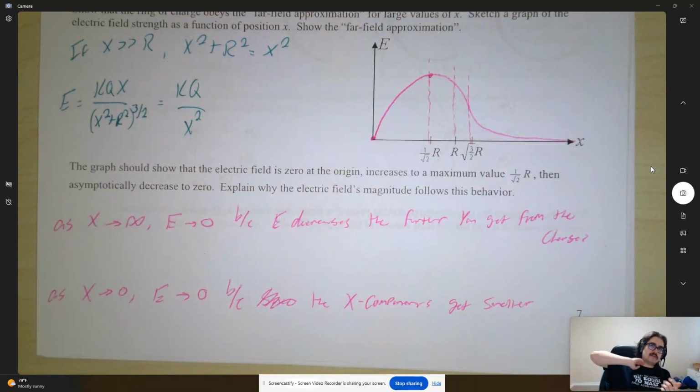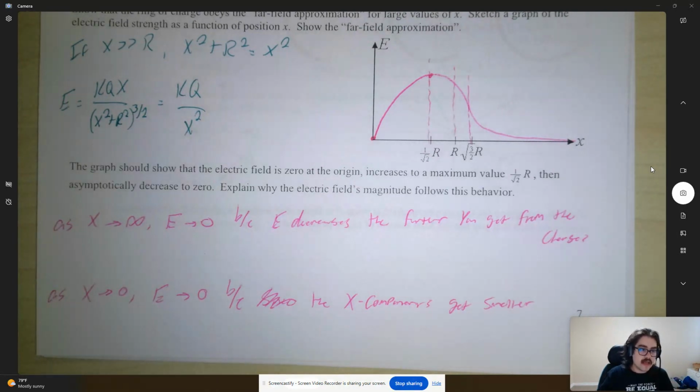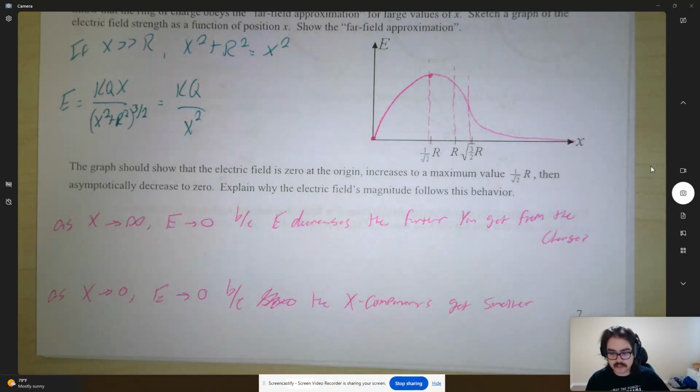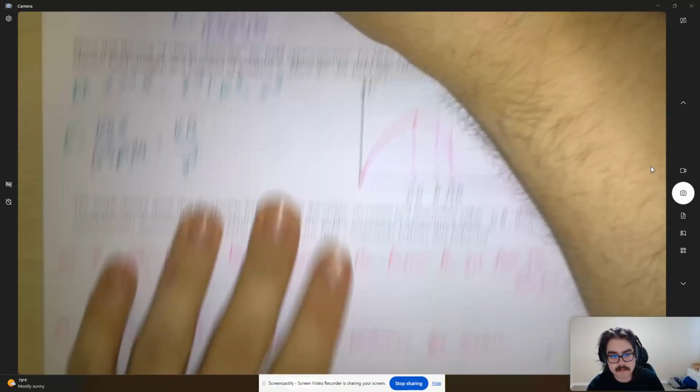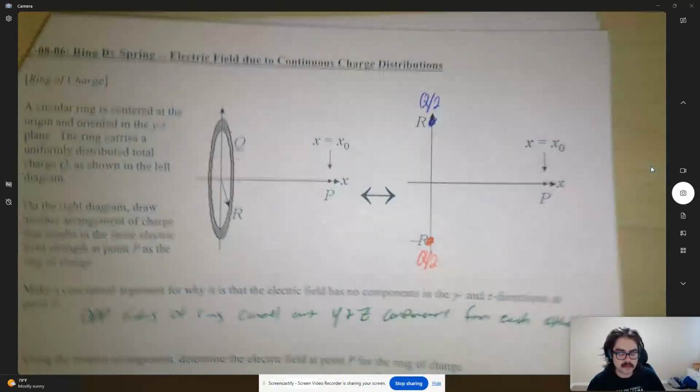As you get closer to the ring, more of the electric field is going to be directed in the y direction, and it doesn't matter how much y direction electric field you have because it all is going to get canceled out anyway by the opposite sides of the ring. We talked about that in the first point on this page.